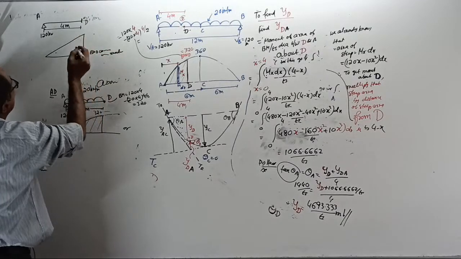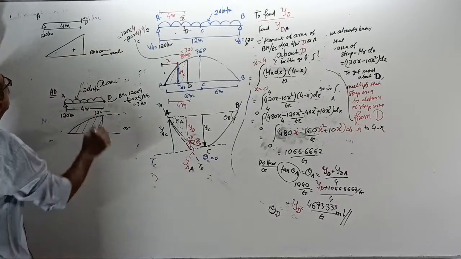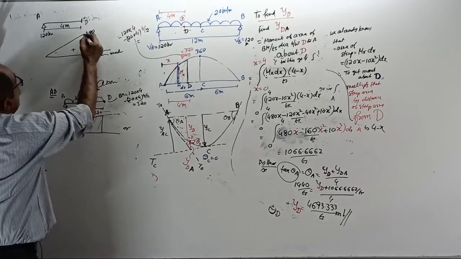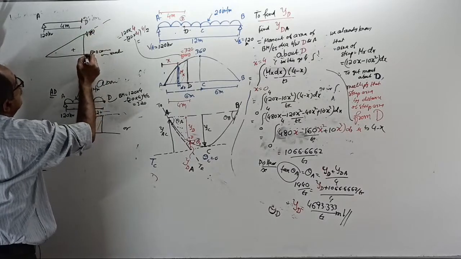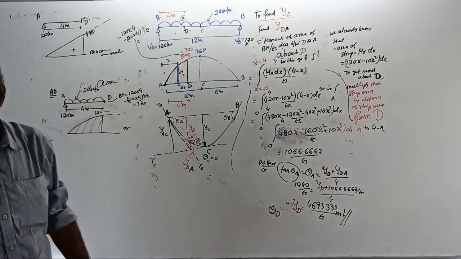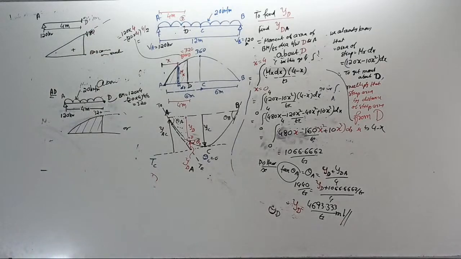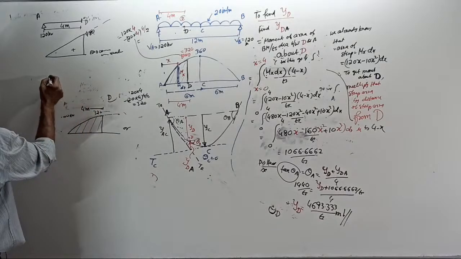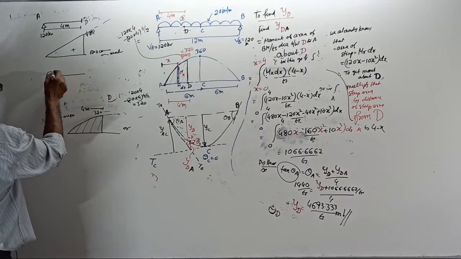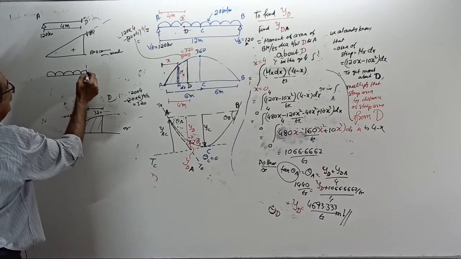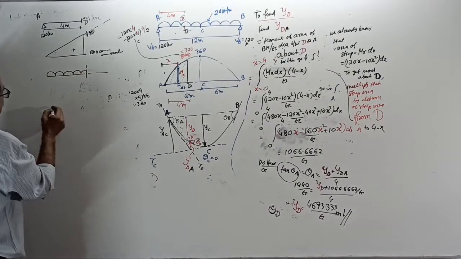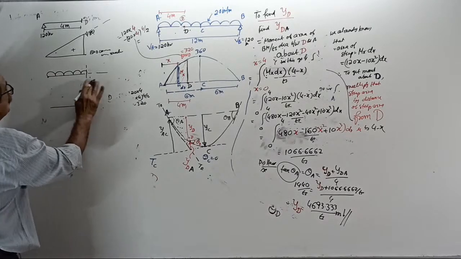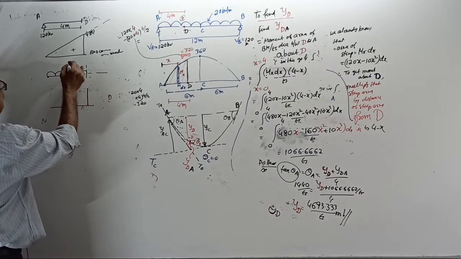Considering only the reaction, it is positive. Correct or not? 120 into 4 is 480. It will continue. 480 is the answer. Correct? Yes. Okay. Now consider the beam with only UDL. Cut here. It continues. Now your BMD is what? 0 here. Here BM equal to what? The UDL is 20 kN per meter.